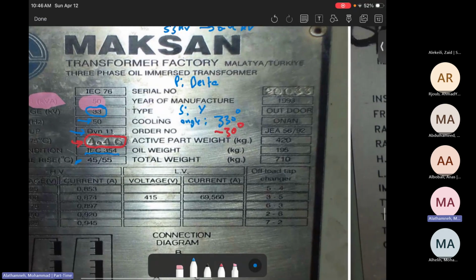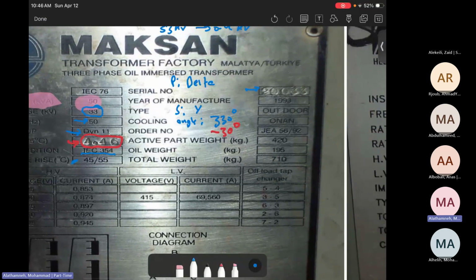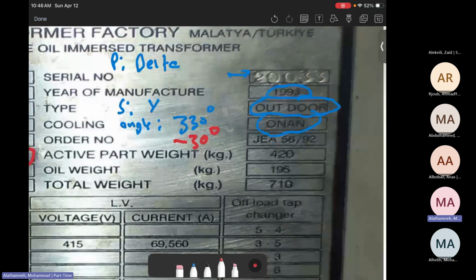Then when you look at the serial number, this is the serial number as well. The manufacturer, this is very old, from 1993, and it was used outdoor. There are some transformers that can be designed indoor, especially in GIS substations. Then the cooling method, it's ONAN. What does ONAN mean? Oil natural, air natural, which means there are no fans and no radiators. The other thing, the order number, when you look at it, is called GEA.